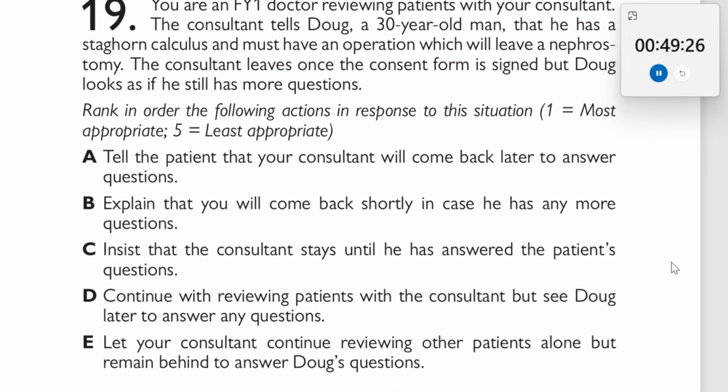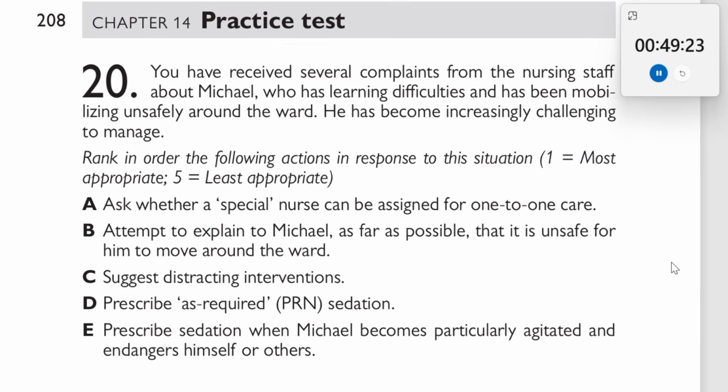Okay, moving to the next one, 20. You have received several complaints from the nursing staff about Michael, who has learning difficulties and has been mobilizing unsafely around the ward. He has become increasingly challenging to manage. Okay, read the options and rank accordingly.